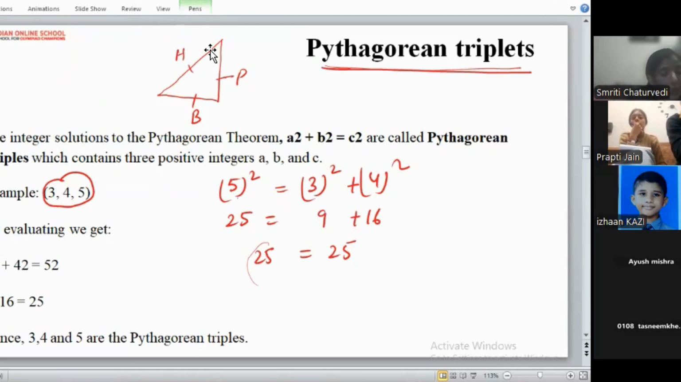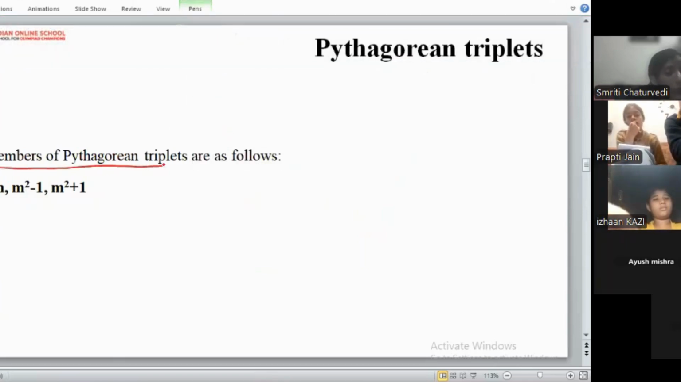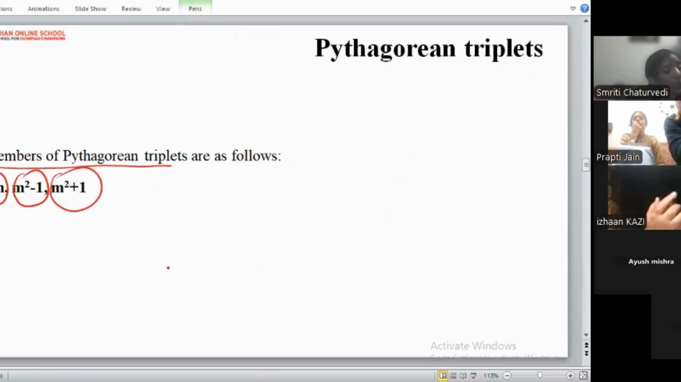Out of these three numbers, you have only one number, which is 4. You are supposed to find the other two members of this Pythagorean triplet. How are you going to find it? For that we have another trick, which is known as the members of the Pythagorean triplet: 2m, m square minus 1 and m square plus 1.